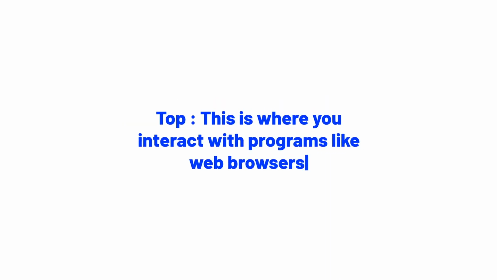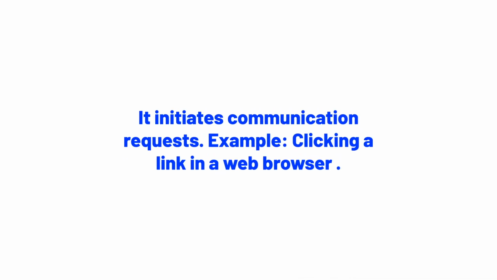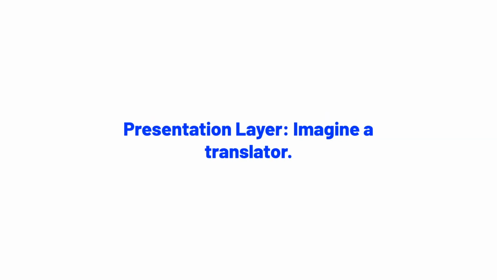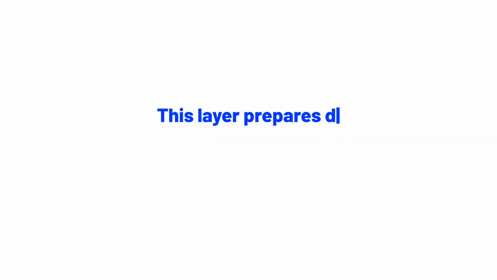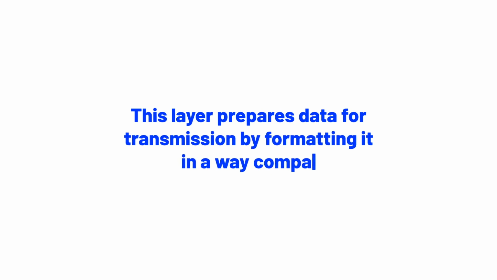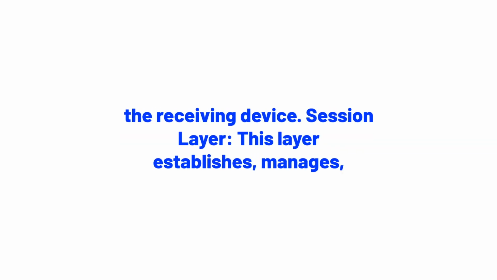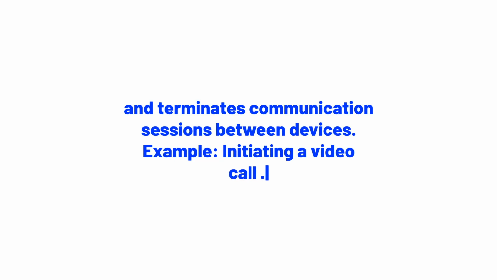Application layer, top. This is where you interact with programs like web browsers or email clients. It initiates communication requests. Example, clicking a link in a web browser. Presentation layer. Imagine a translator. This layer prepares data for transmission by formatting it in a way compatible with the receiving device. Session layer. This layer establishes, manages, and terminates communication sessions between devices. Example, initiating a video call.